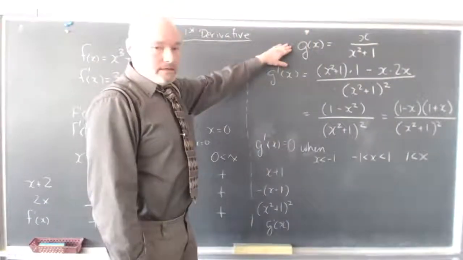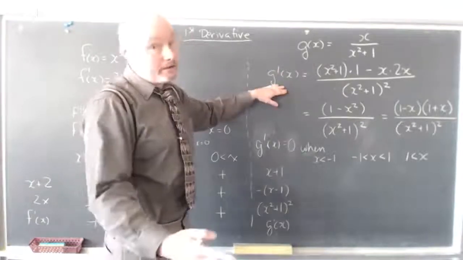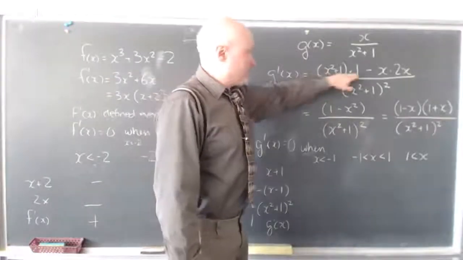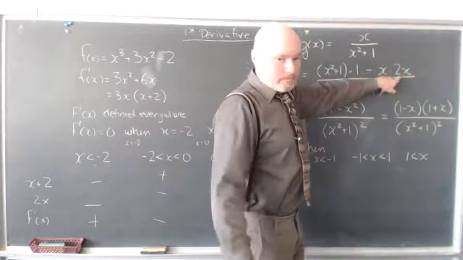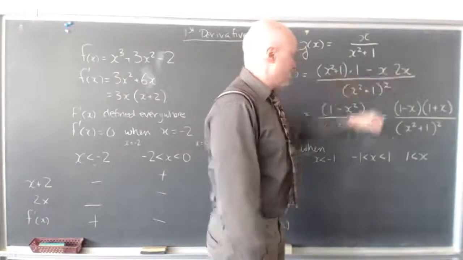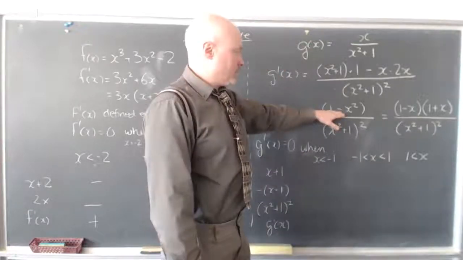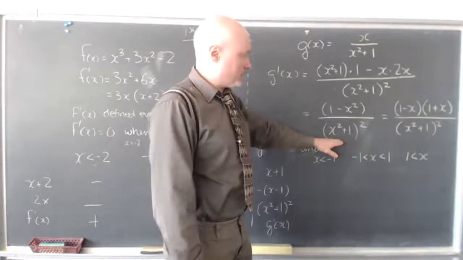g of x is x divided by x squared plus 1. I take the derivative. I use the quotient rule. So bottom times the derivative of the top, subtract the top times the derivative of the bottom. And so this is (x squared plus 1) minus 2x squared. That becomes 1 minus x squared on the top, (x squared plus 1) squared on the bottom.